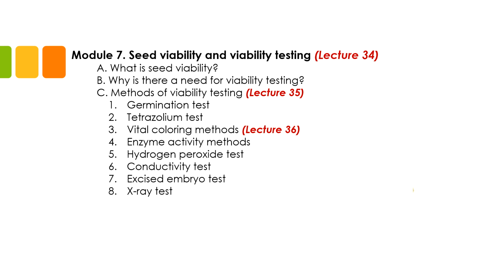Today, we're moving into our final module, Module 7, which focuses on seed viability and viability testing. In this module, we'll define what seed viability means, discuss why it's important to test for viability, and explore the different methods used to evaluate whether seeds are still capable of germinating. By the end of this section, you should have a clear understanding of both the concept of seed viability and the practical tools that scientists use to measure it.